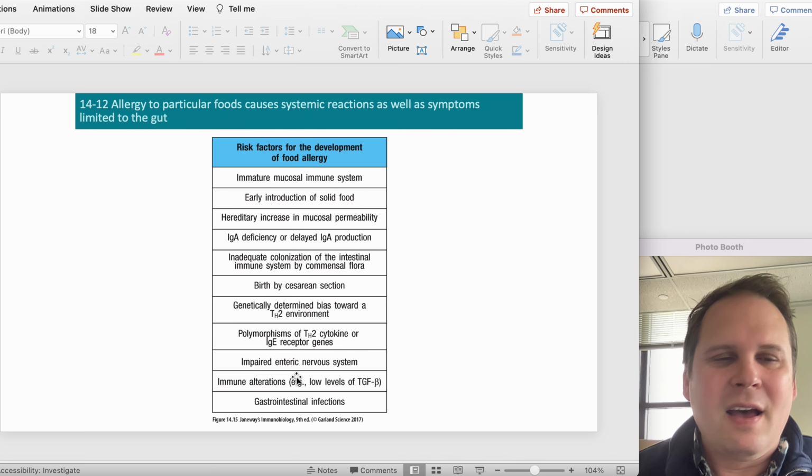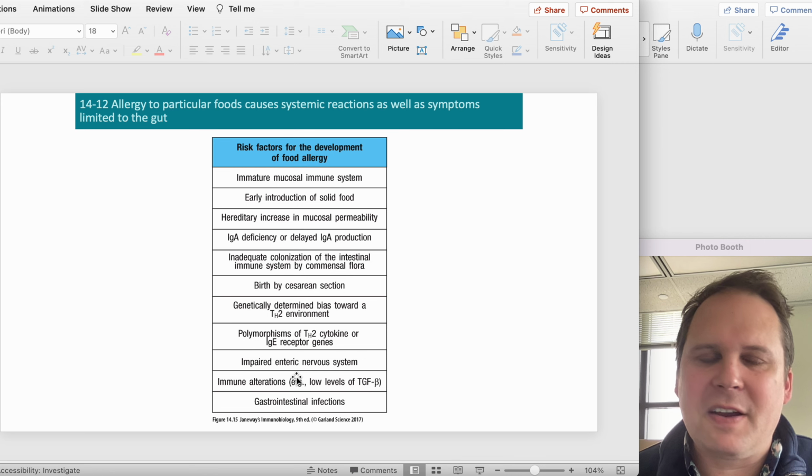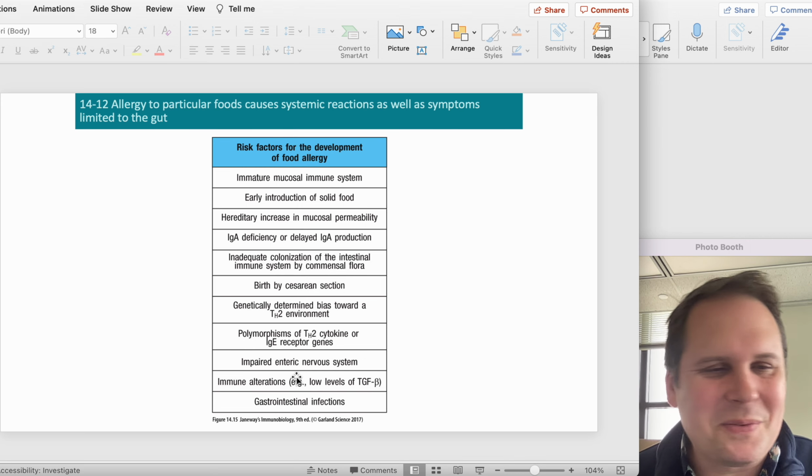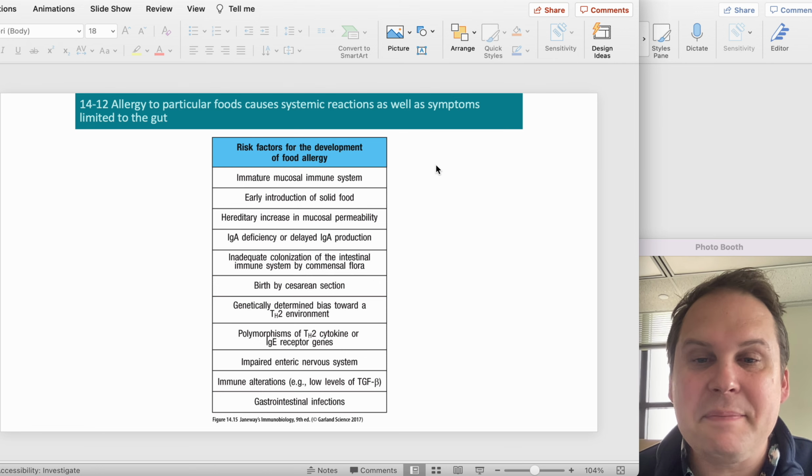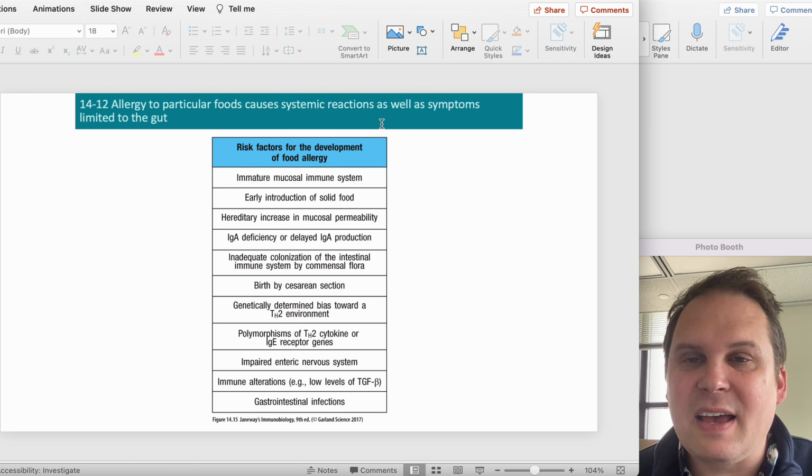So all these immune reactions are very useful in the right situation, but in the wrong situation, these things can and will kill you. Absolutely. Okay, food allergies, why not?